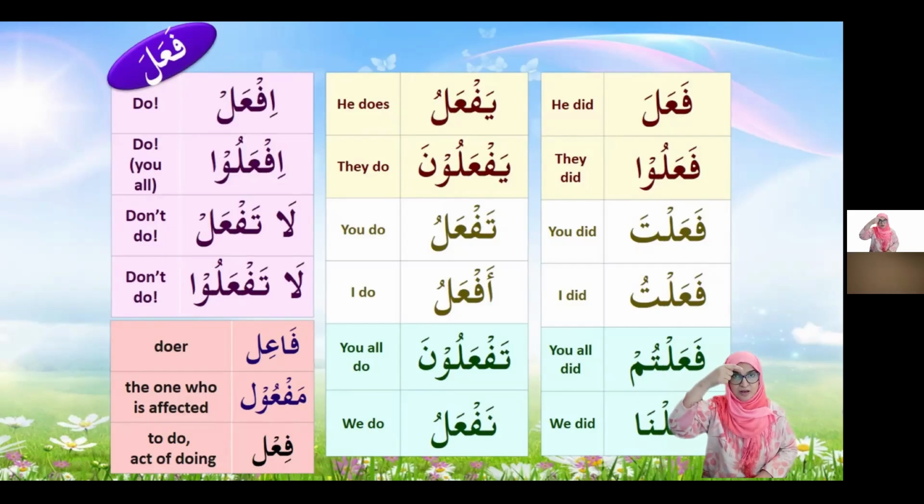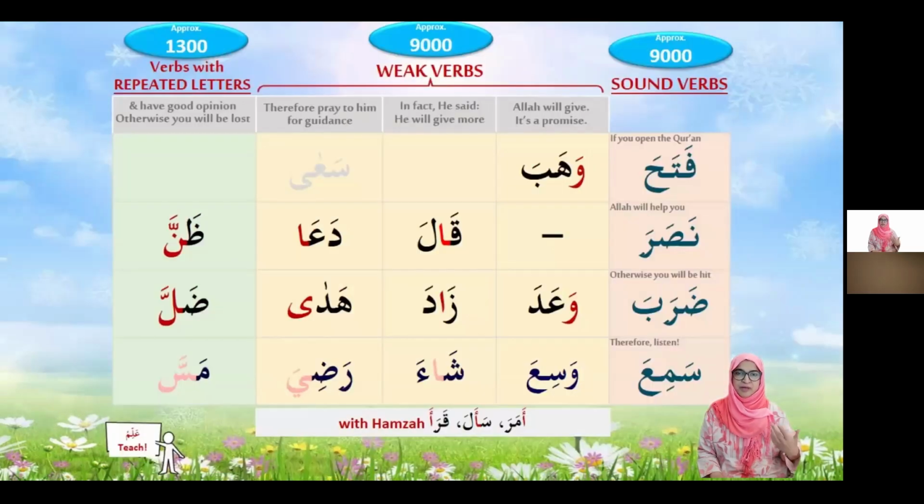Taf'alu, af'alu, taf'aluna, naf'alu. Then amr: if'al, if'alu, la taf'al, la taf'alu. Then fa'il, maf'ul, fi'l. So you should just know this, it should just come. You should be so good. Fa'ala, fa'alu, fa'alta, fa'altu, fa'altum, fa'alna. Yaf'alu, yaf'aluna, taf'alu, af'alu, taf'aluna, naf'alu. If'al, if'alu, la taf'al, la taf'alu, fa'il, maf'ul, fi'l. See, like this you should be able to say it very fast. Inshallah, yes, you will get it. You'll come to that level. By practicing, you get it.